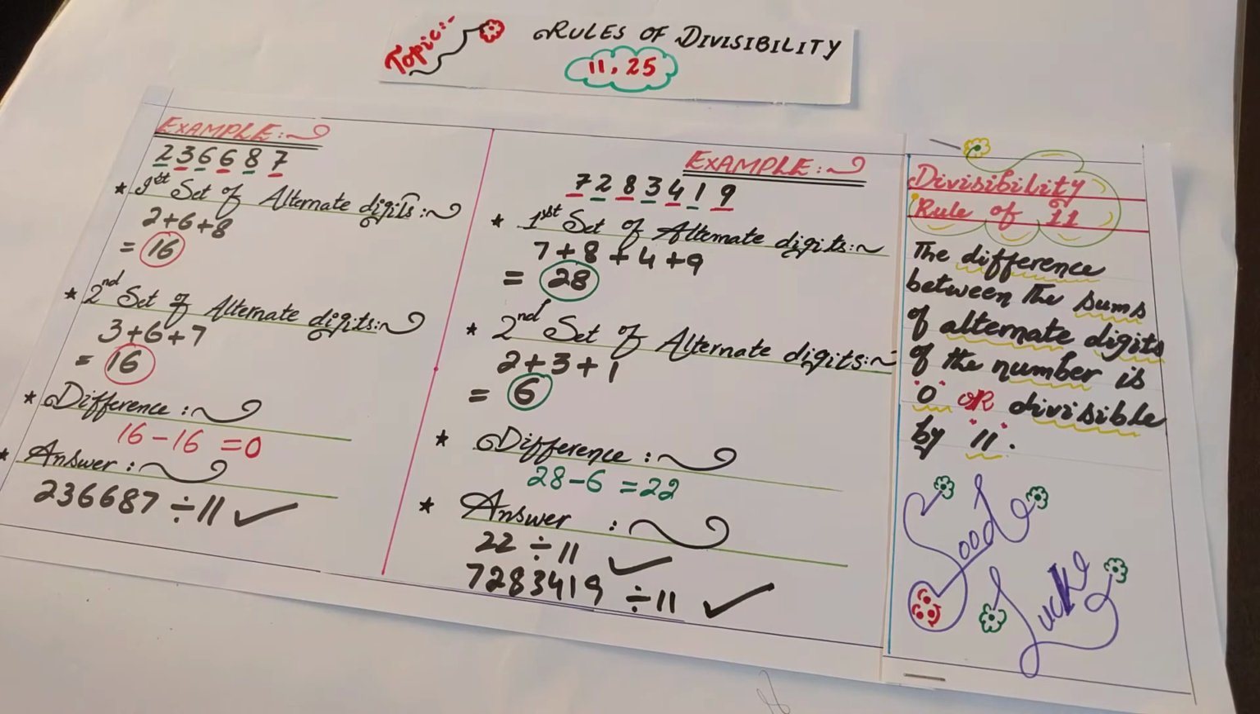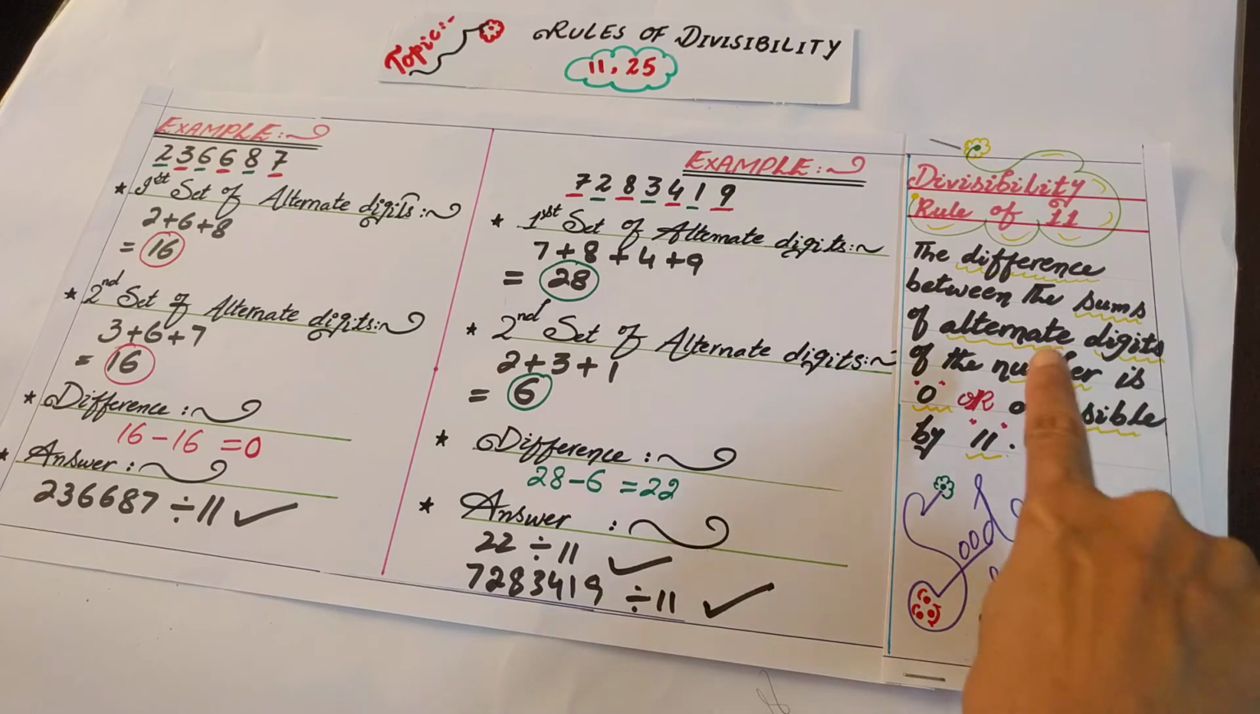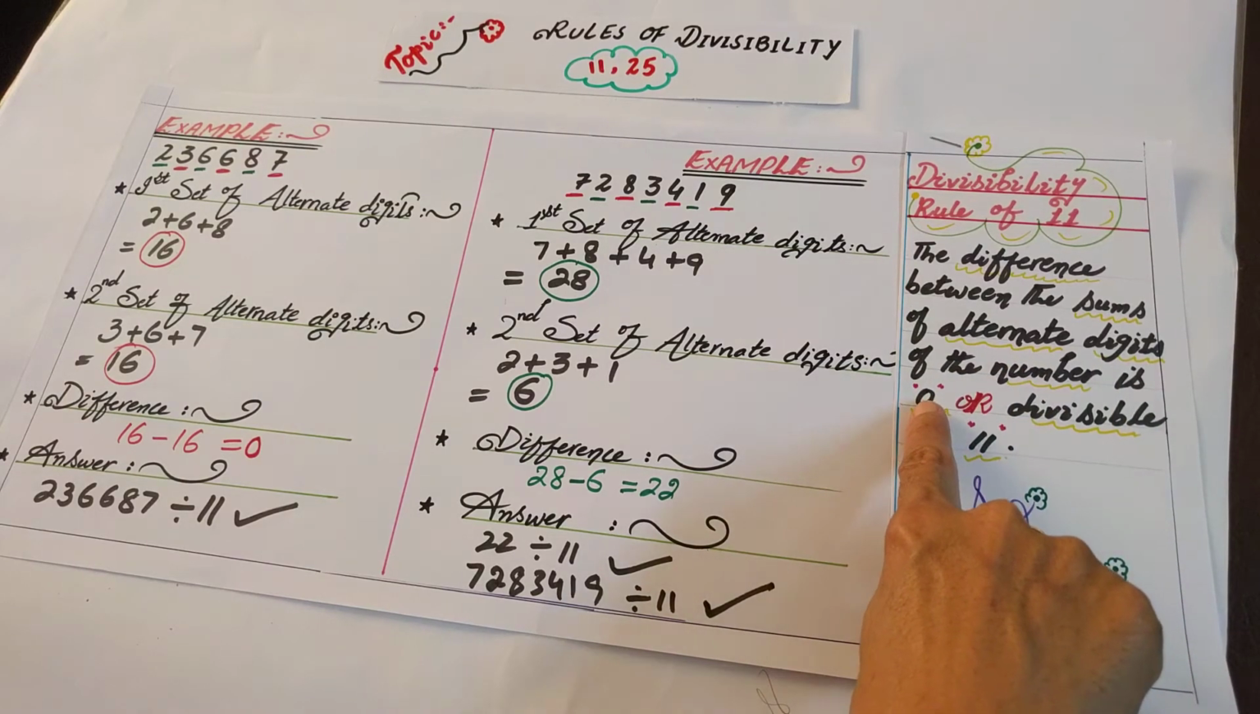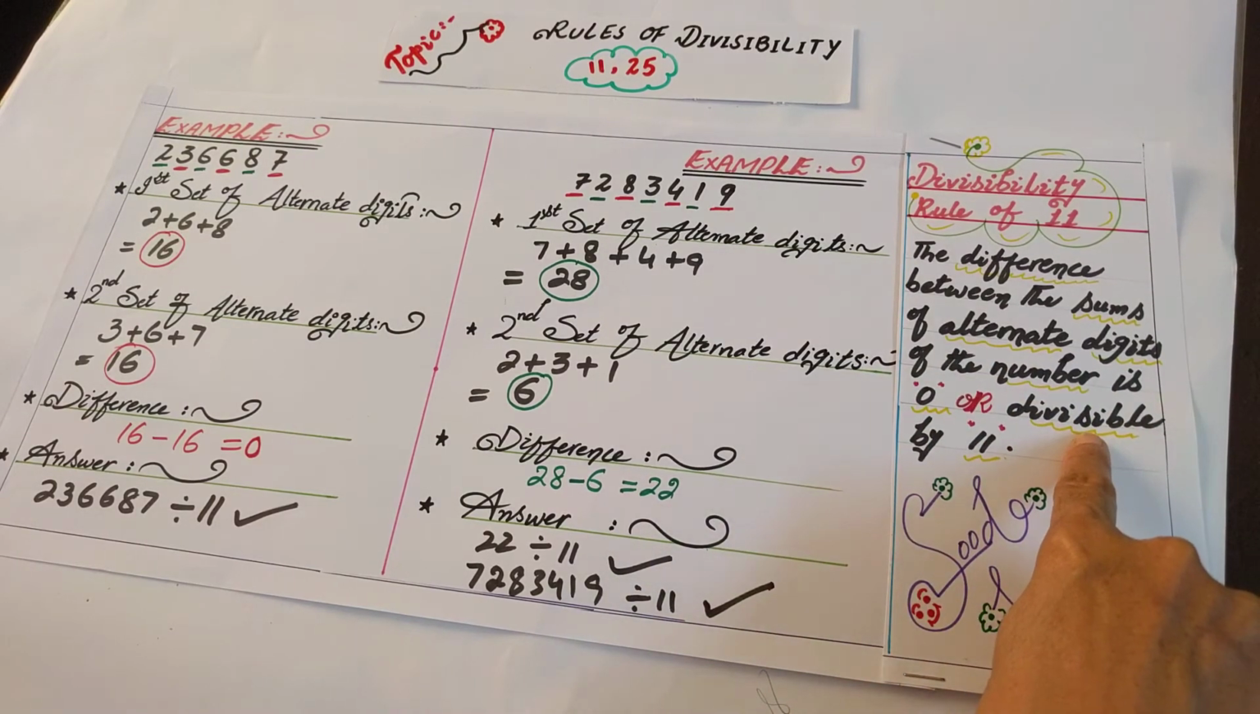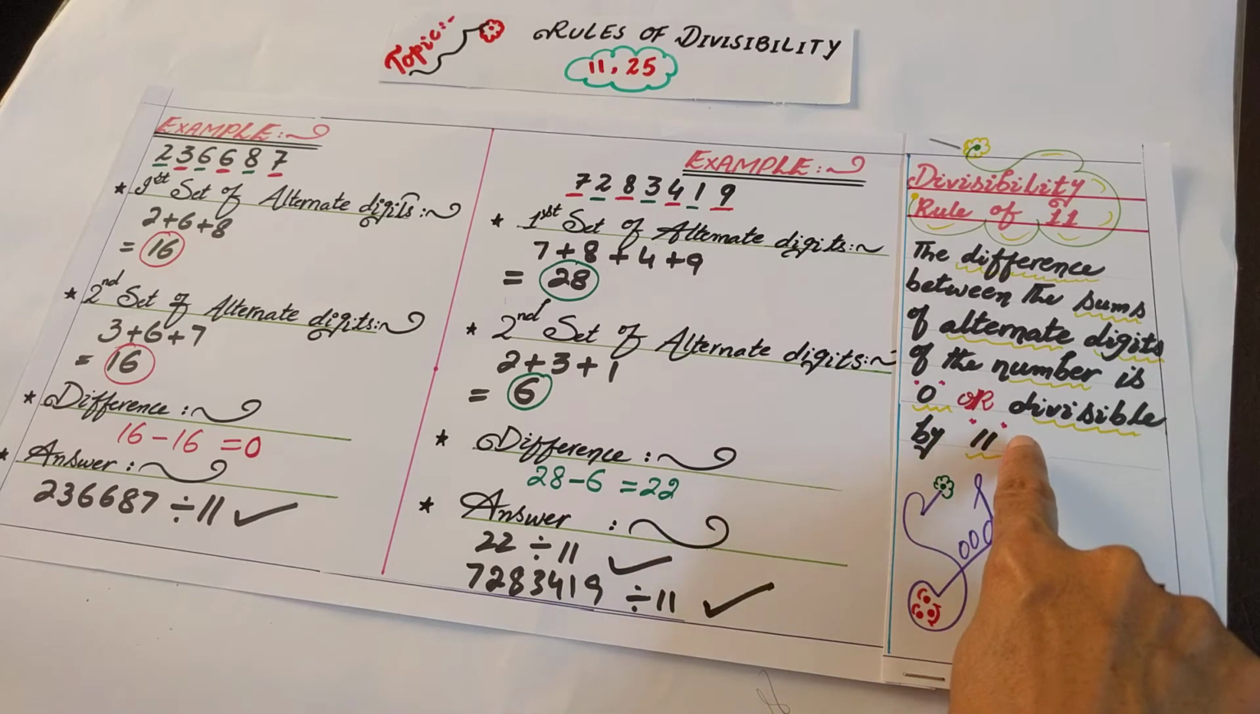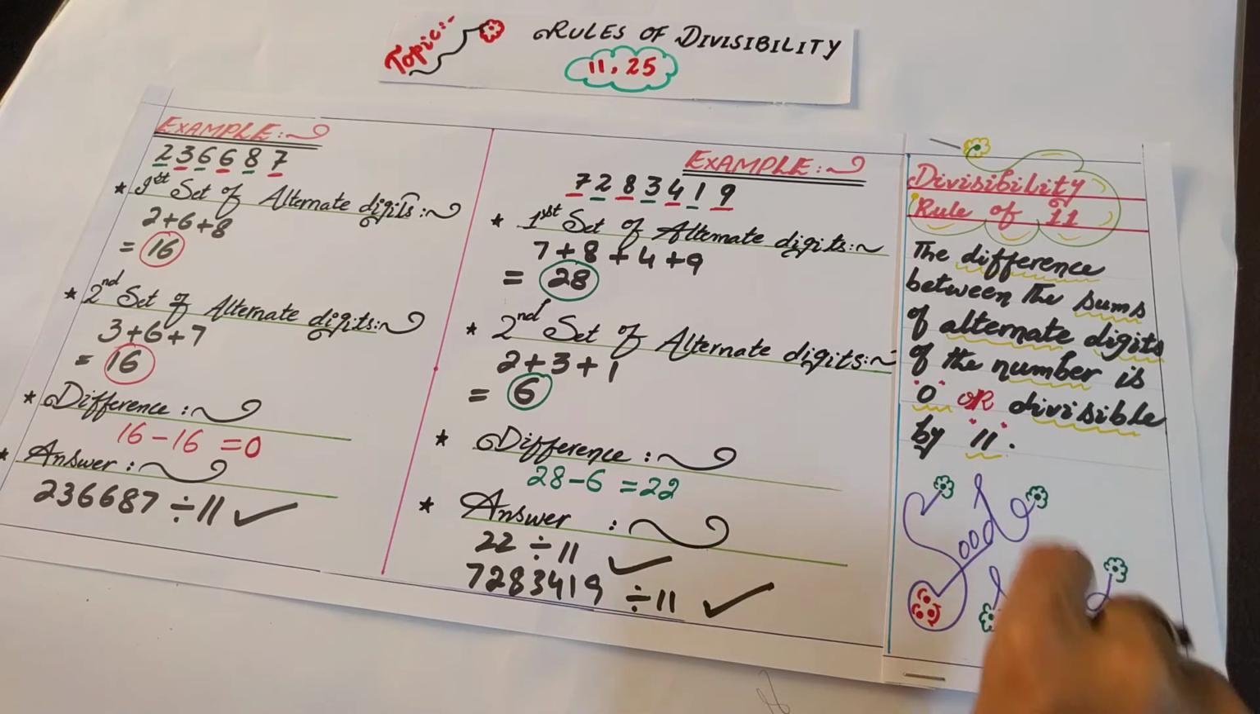That's all about the divisibility rule of 11, and there were two conditions. The difference should be 0, or the difference other than 0 should be divisible by 11.